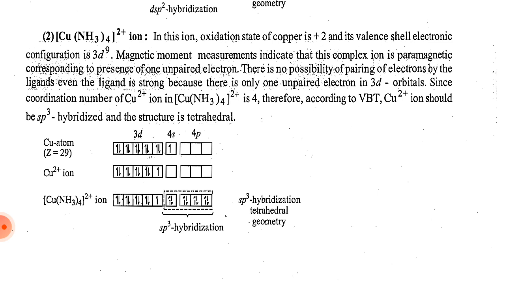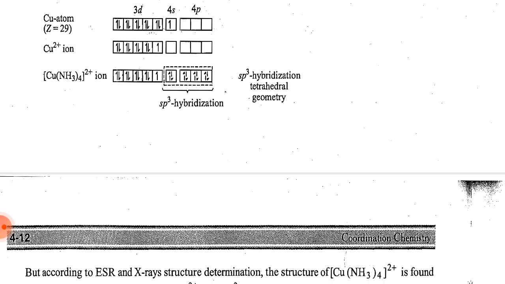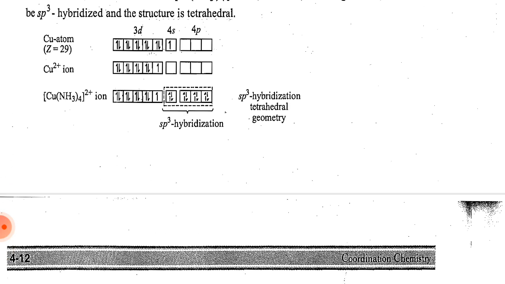Since the coordination number of copper 2+ ion in [Cu(NH3)4]2+ is 4, according to VBT, the copper 2+ ion should be sp3 hybridized and the structure is tetrahedral. Copper atomic number is 29. 3d will have 9 electrons, 4s will have 1 electron, 4p will be empty. Copper 2+ is formed after losing 2 electrons.